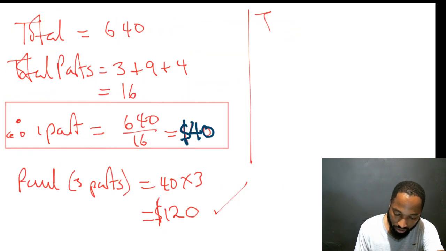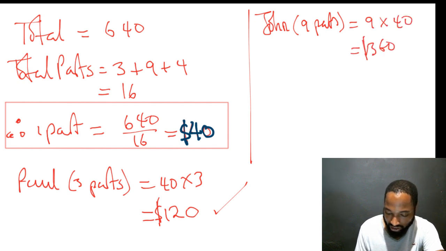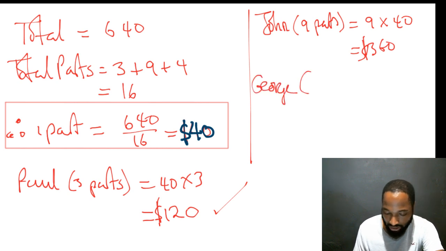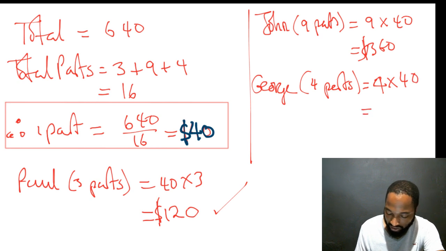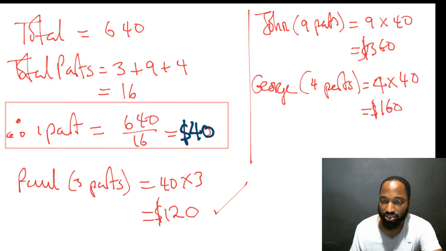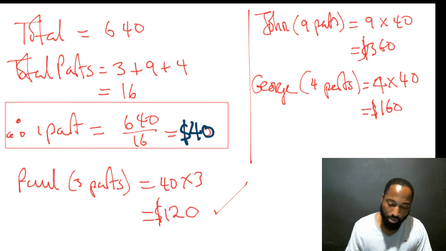John has 9 parts. So this is 9 times 40, which is 9 4s are 36. So this is 360. And then Georgie was on 4 parts. So this is 4 times 40. 4 times 4 is 16, so that's 160. And that's the end there. Perfect, right? So this is cool. Remember, the key here is finding for one part.